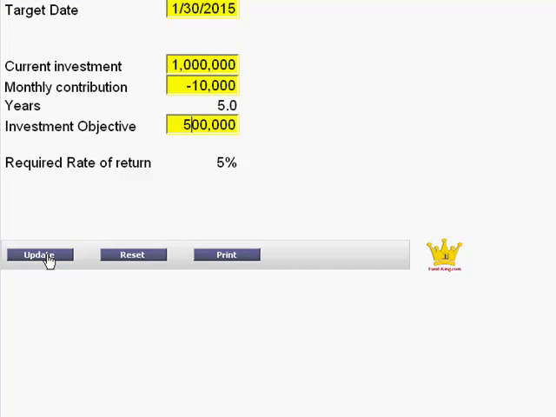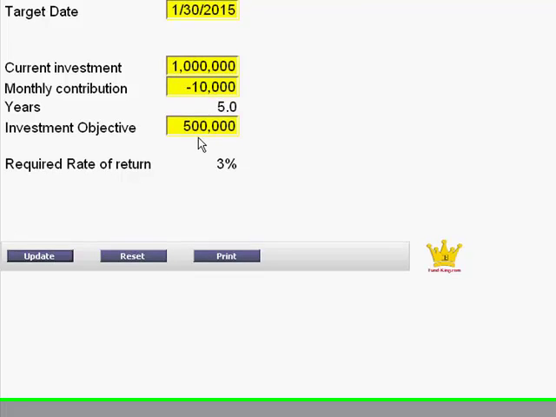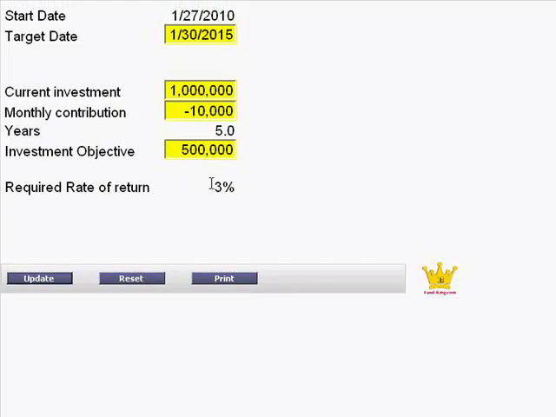I haven't checked with the tax laws to see whether this is all quite correct. But anyway, you get my idea. So let's update that, and that will give you a 3% return. So this investment plan can be achieved with very, very conservative types of investments, if you only need 3%.